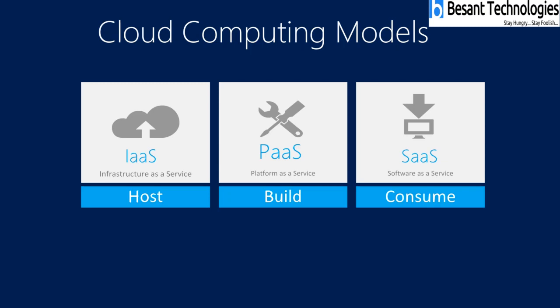The third type of computing module is software as a service. In that computing module, you are getting readily available software. You do not need to get any infrastructure. You are not going to get any platform. Simply, you are getting ready-made software for your company's use. You will be just a consumer. It is a consuming type of computing module.